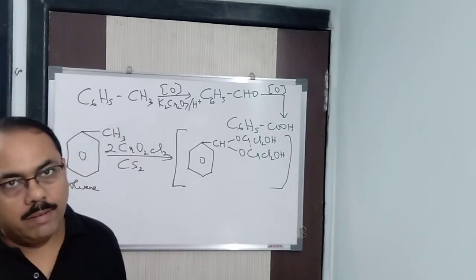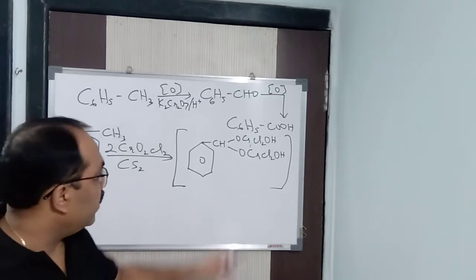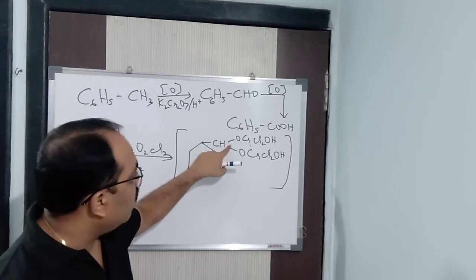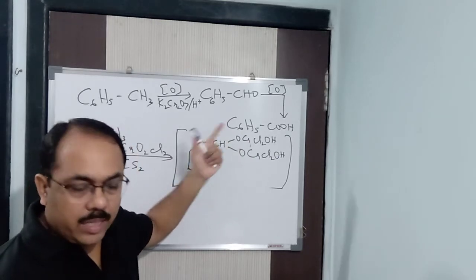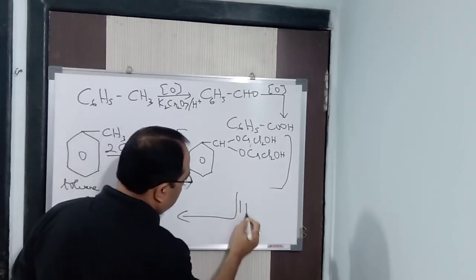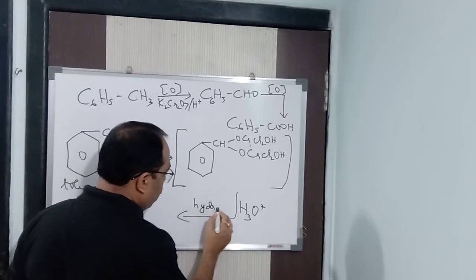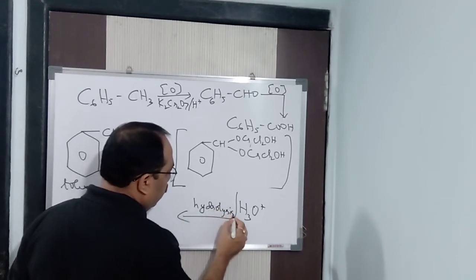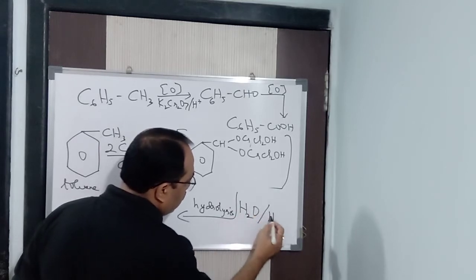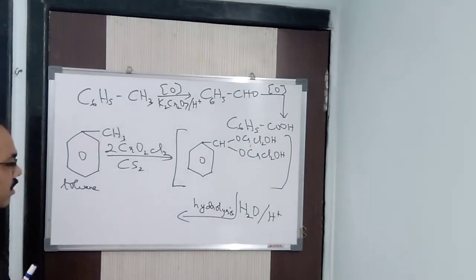Now, very simple here: I want benzaldehyde. That means I want to remove all these things, and instead put an O here. Then I will get benzaldehyde. So what you need to do is go for hydrolysis, H3O+. How do you get H3O+? You can also write, instead of H3O+, H2O/H+. The meaning is the same. That is acidic hydrolysis.